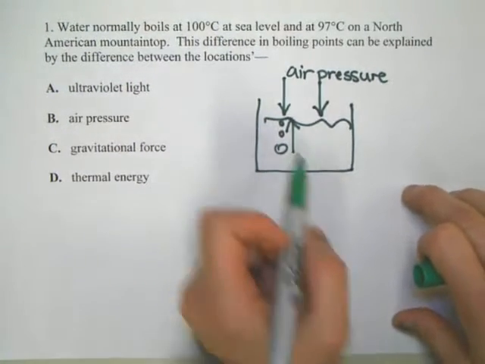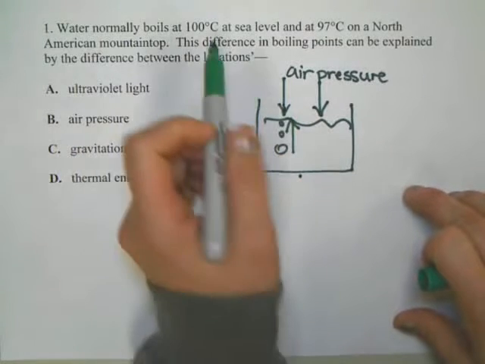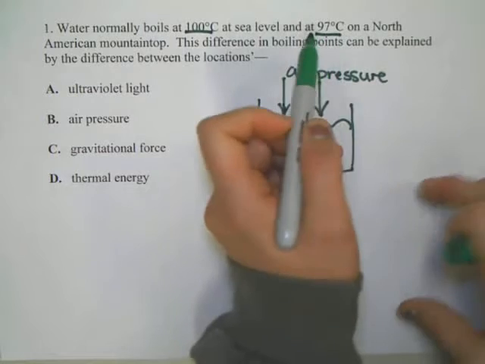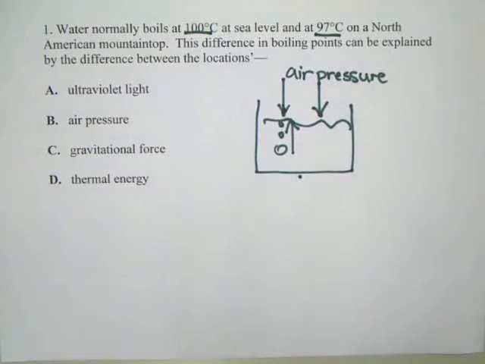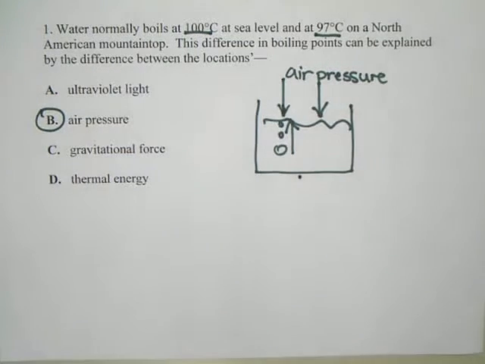The only way that one can actually have it boil, you need to have a high enough temperature to overcome this air pressure. So if you notice in the question, we have two different temperatures for saying the same thing, that it's boiling. The only thing here out of the four choices that would work best would be B, air pressure.